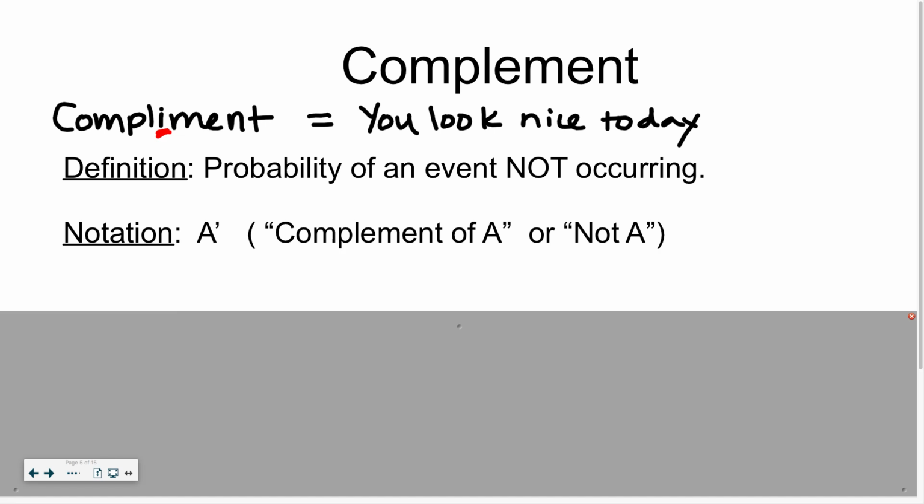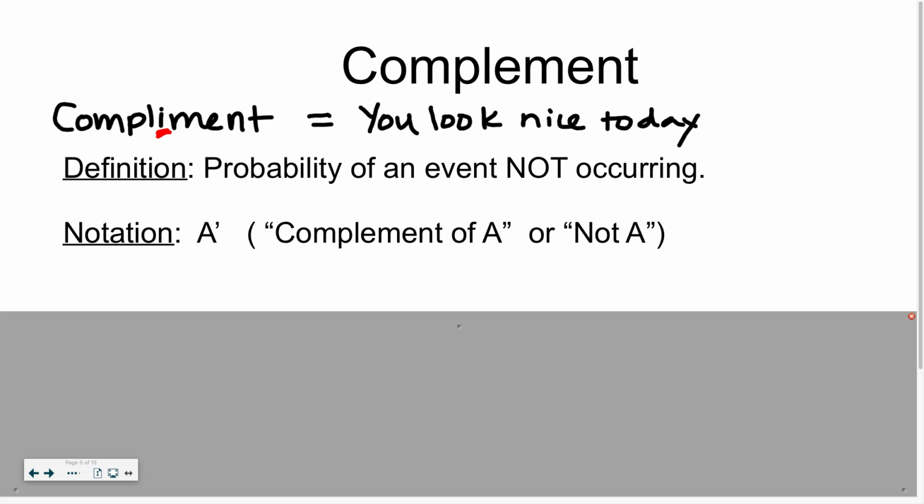An I is a complement, like, hey, you look nice. A complement with an E, what we're talking about in math, is the probability that something does not occur. You can think about a complement almost like the opposite probability, or the probability of the opposite, I suppose. There is a notation for that. It looks like A prime, so that's just an apostrophe.